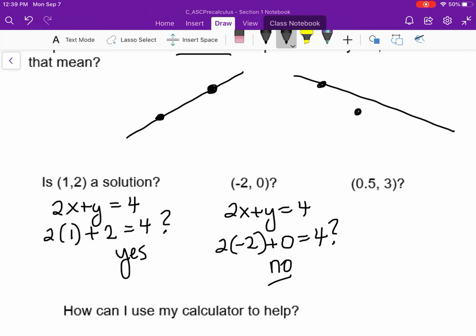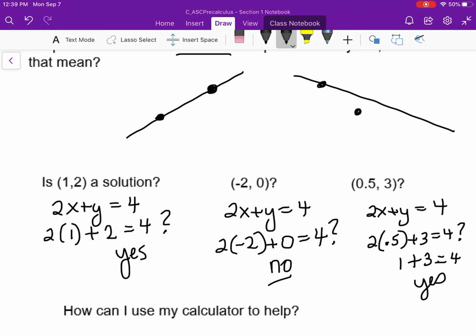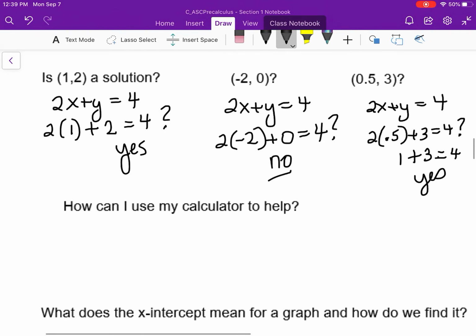And then the last one, 2x plus y equals 4. So 2 times a half plus 3, does that equal 4? Well, 2 times a half is 1. Is 1 plus 3 equal to 4? And you say, oh, yes, it is. So that's a solution. We'll talk about how the calculator works because I didn't bring one with me when I made this.